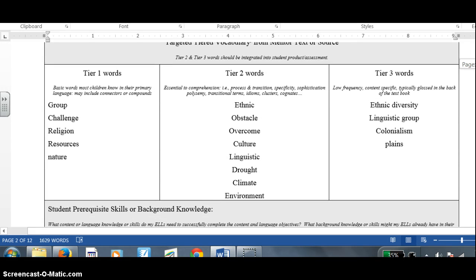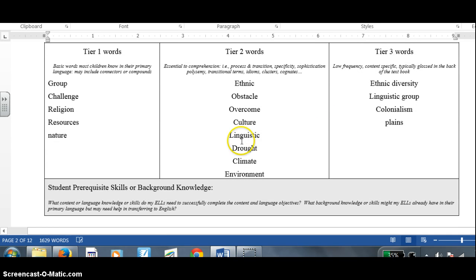Just some of the tier words for you. We focused particularly on the word drought for him.